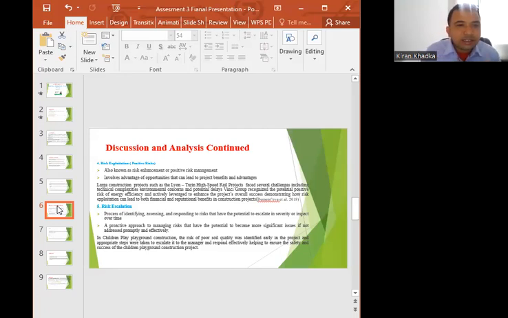And risk escalation. Risk escalation is a proactive approach to managing risks that have the potential to become more significant issues if not addressed promptly and effectively. By identifying, assessing, and responding to these risks in a systematic manner, organizations can minimize their impact and increase the likelihood of a project's success. For example, in a children's playground construction, the risk of poor soil quality was identified early in the project and appropriate steps were taken to escalate to the risk managers and respond effectively, helping to ensure the safety and success of the children's playground construction project.